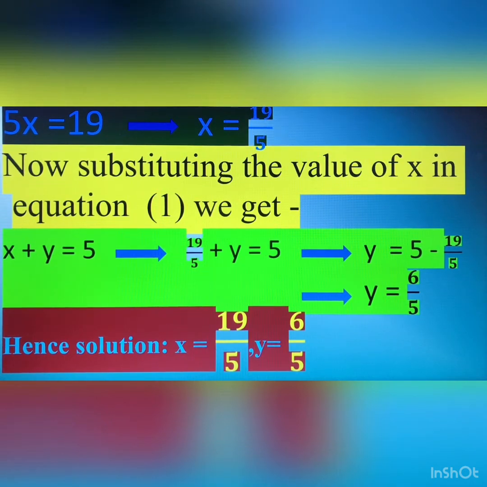So we substitute in equation number 1. So equation number 1 is x plus y equal to 5. In the place of x we will put 19/5 and then transpose this 19/5 to the right side. You will get y equal to 5 minus 19/5. Now 5 5s are 25 minus 19 means 6/5. So this is the solution, means x equal to 19/5 and y equal to 6/5.